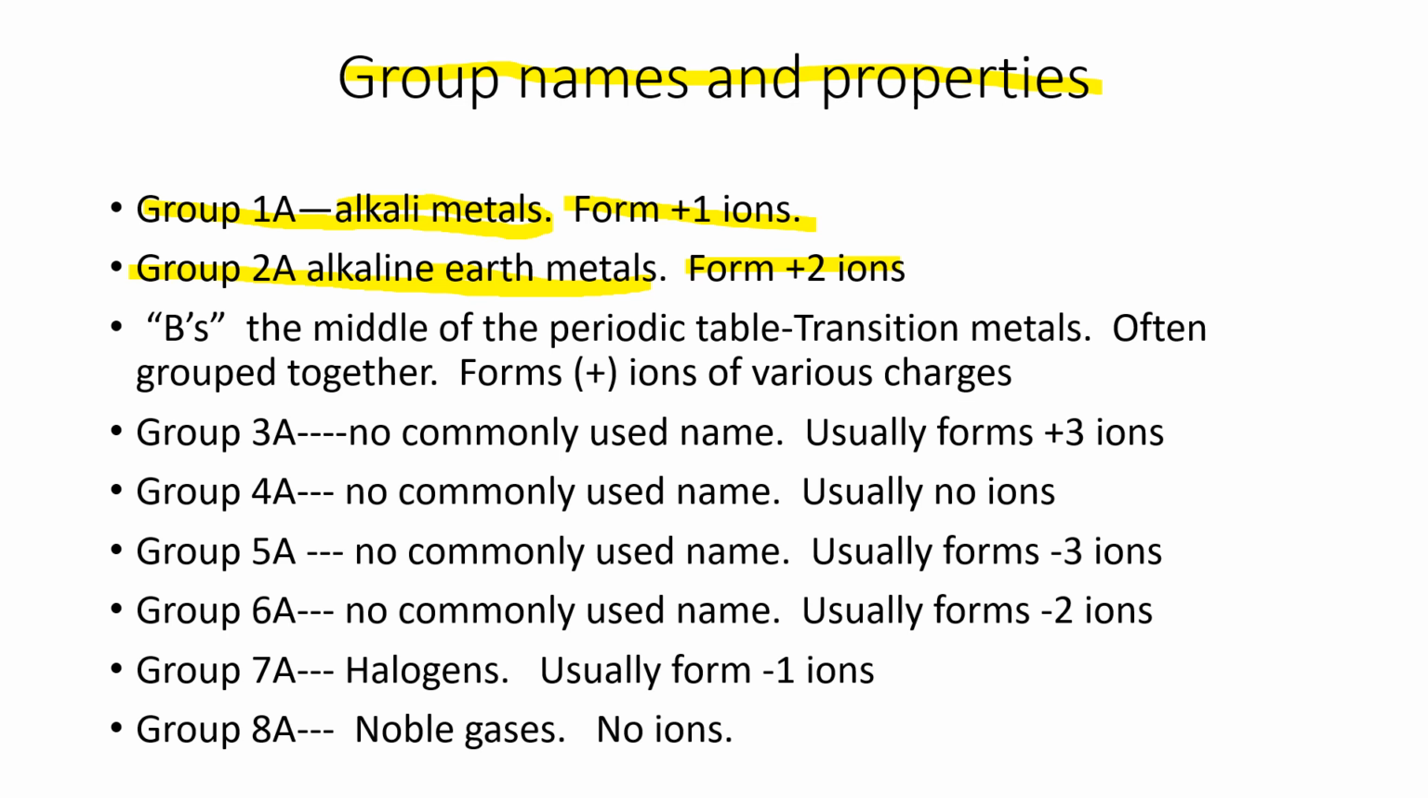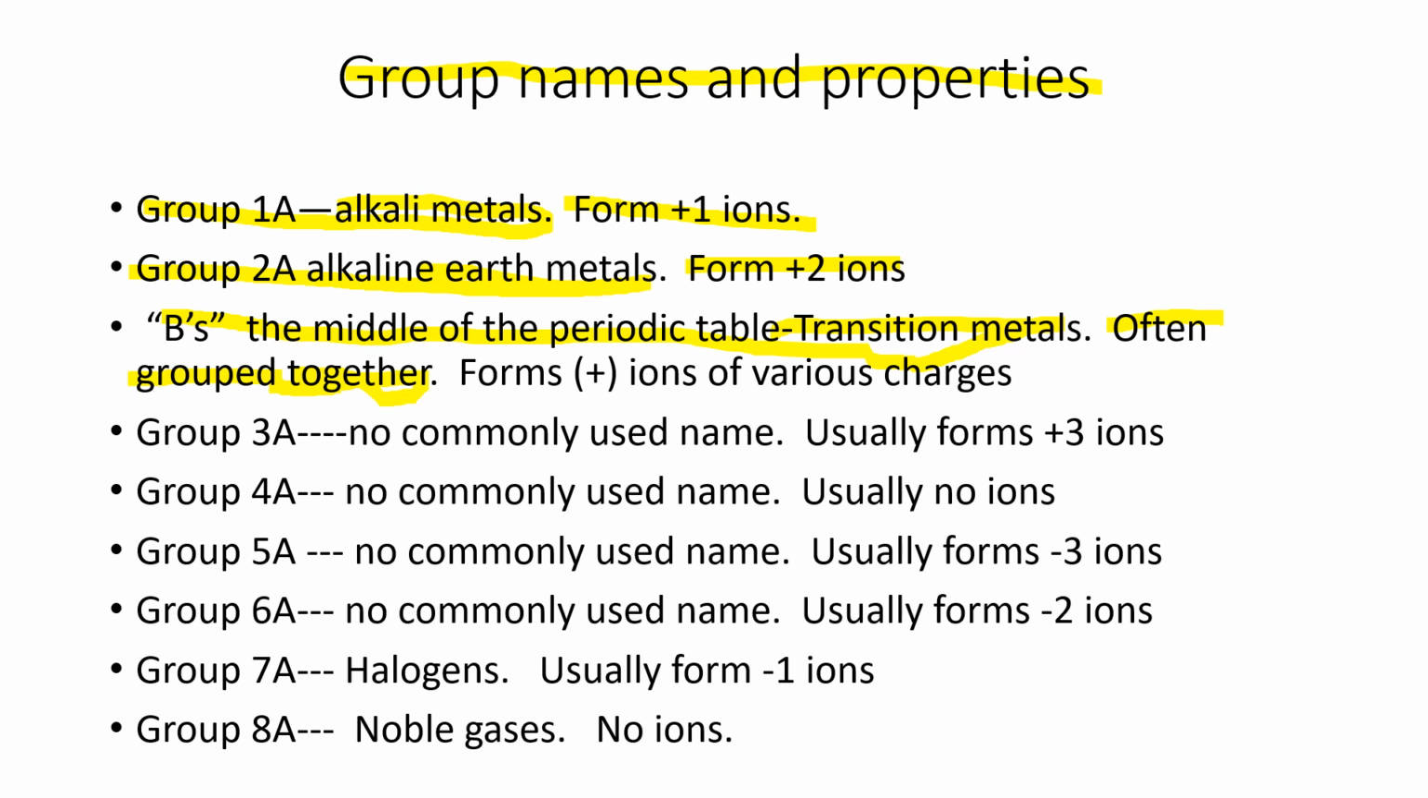The next set of elements I'm going to group all together. These are all the B's. This is that whole middle portion of the periodic table. We're going to lump those all together right now and call them the transition metals. We often don't think about the actual individual groups and put them all together. The reason we're putting them together is that's the oddball section of the periodic table.